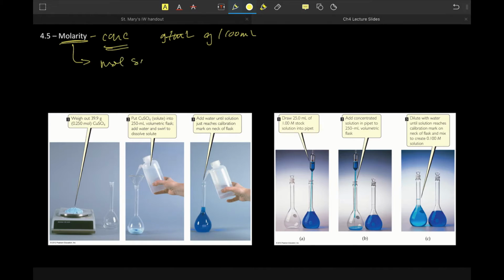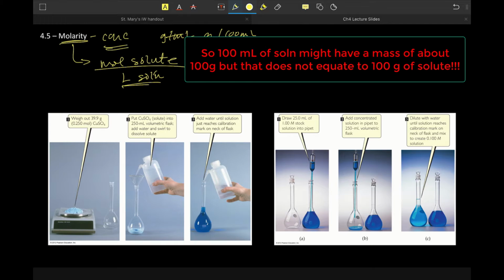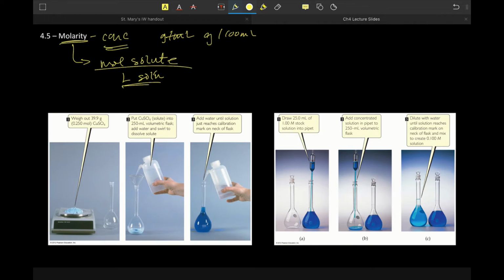And don't forget that this is moles of solute, very important, per liters of solution. So when we say that we made 100 milliliters of something, that is our volume of solution, and that's the moles of solute. When we're talking about an aqueous solution, we are talking about solute plus water, which means that there is not a mass of the solution; there's a mass of solute that is dissolved in a certain amount of water. Be mindful about that.